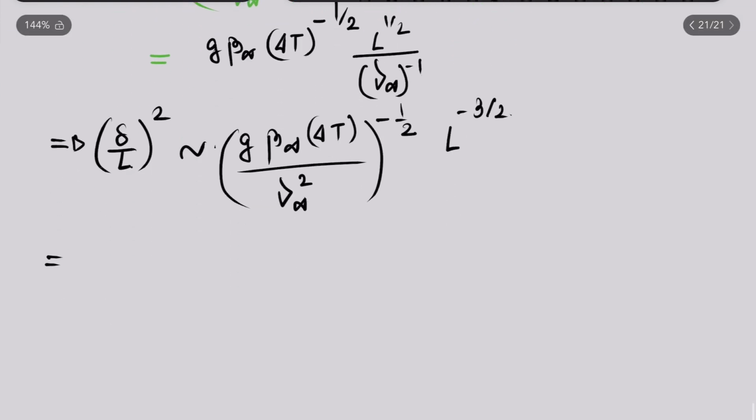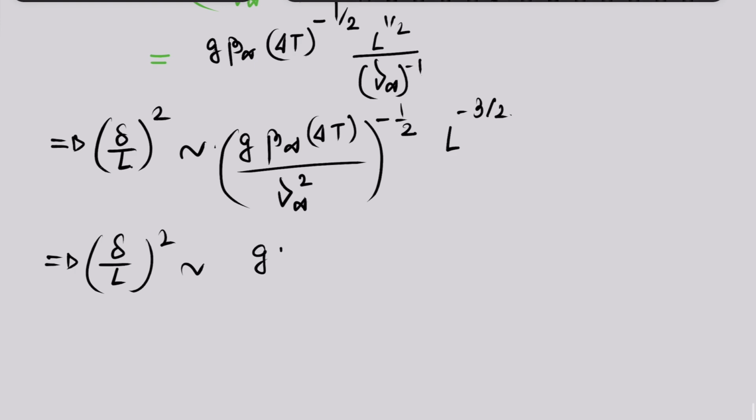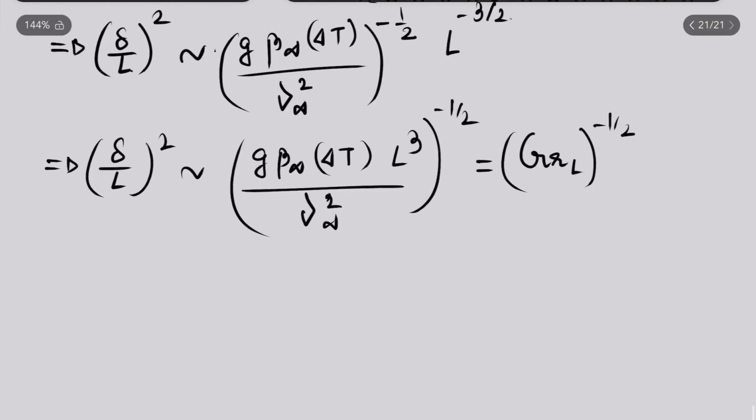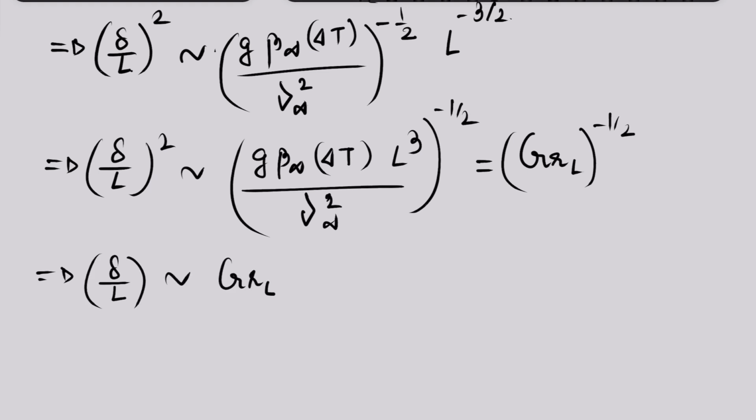So if I have to incorporate it here in the bracket, then g beta infinity L cube nu infinity square, minus half. This is our well known Grashof number, okay, Gr based on L whole to the power minus half, okay. That means our delta by L is of the order of Grashof number whole to the power minus 1 by 4.